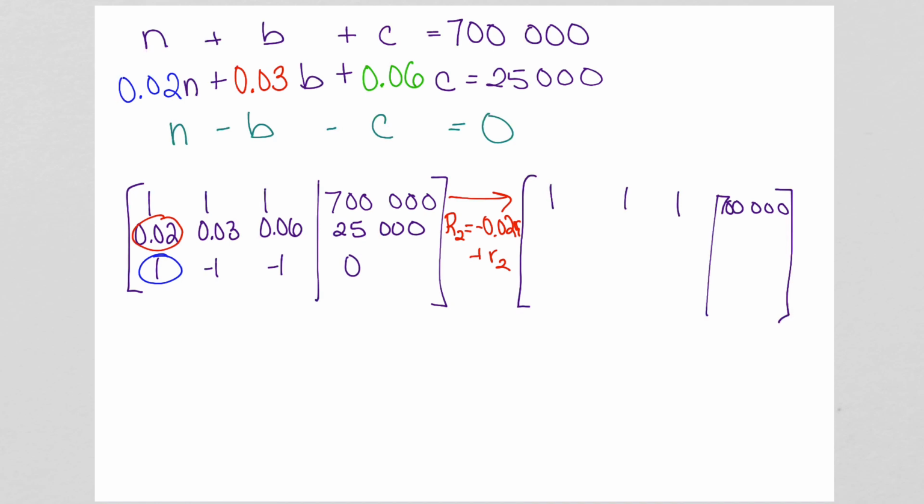That gives us 0, 0.01, 0.04, and 11,000. Then to get the 1 to be a 0, that's not as bad. So for row 3, we just need to multiply row 1 by negative 1 and add it to row 3. So that we get 0, negative 2, negative 2, negative 700,000.